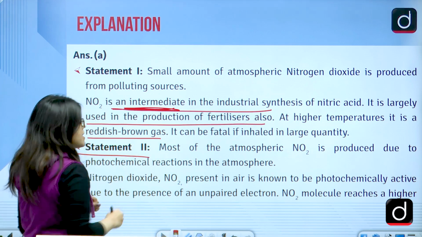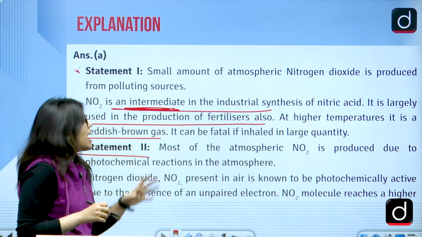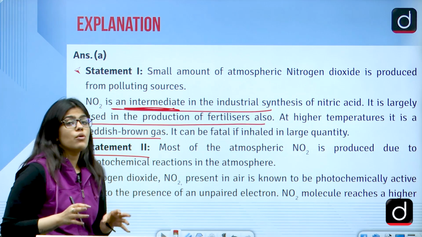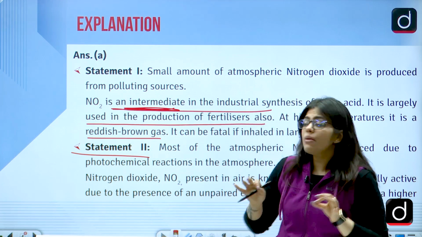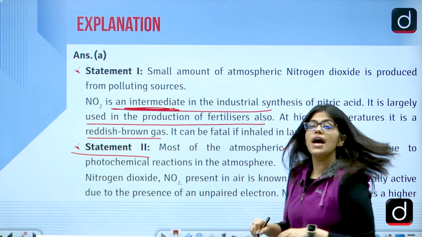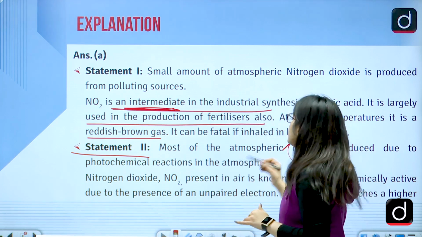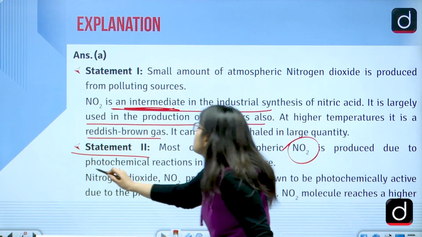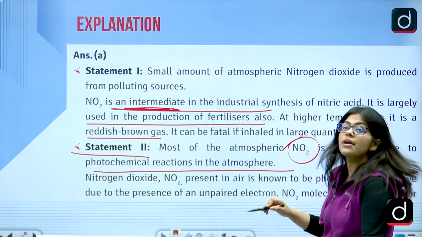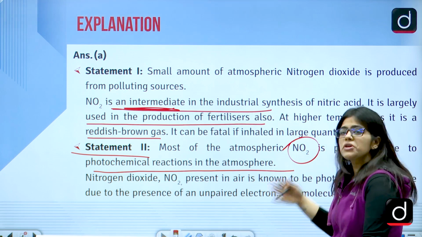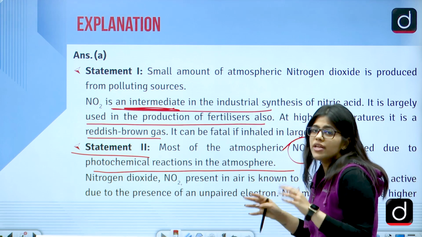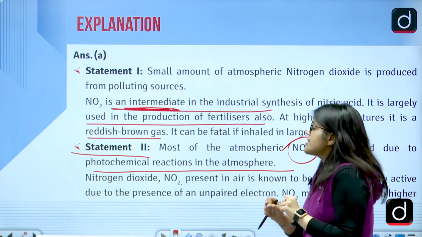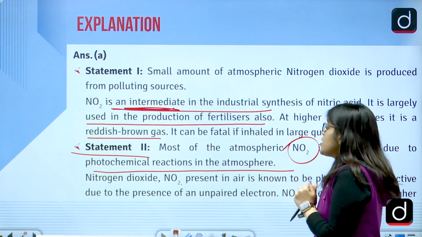Then comes the second statement. Most of the atmospheric NO2 is produced how? Whatever amount of NO2 is produced in the atmosphere, the maximum amount of that NO2 is produced because of the photochemical reactions in the atmosphere. This is very typical and you should know this statement, and if you don't know it till now, then you should write it in your notes. This is a very typical statement that I'm going to read.